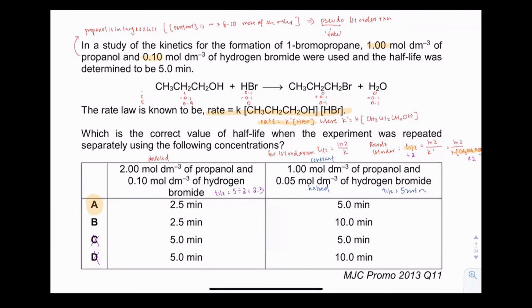In addition to this, I would like to introduce one more piece of information. For a pseudo first order reaction, the first situation is when you have one of the reactants in excess. The second situation in which you can have a pseudo first order reaction is when you have a catalyst. Your catalyst will not be counted, therefore it is a pseudo first order reaction.